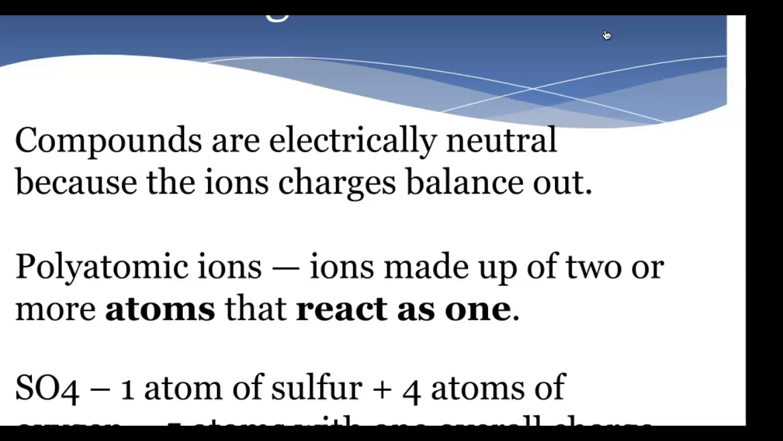So the example in the book was the sulfate ion. It is created by 1 atom of sulfur and 4 atoms of oxygen. It's 5 atoms with 1 overall charge of a 2-, or you might see it written as a -2. Either way, it means those 5 atoms are working together and have 2 overall extra electrons.